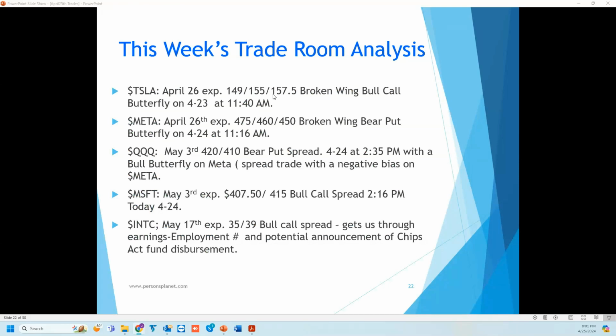And also in the case of a broken wing butterfly, what if I'm wrong and it goes even worse? I don't know. What if I'm wrong and it goes even higher? I don't know. In the case of Tesla, it certainly did. In the case of Meta, it certainly did. The Qs, I wasn't really worried about it because it was a 10-wide spread. Microsoft, I'm looking for the market because I don't think it's going to go beyond the realm of reality, and yet here it is at the top end at 415 in the post-market.